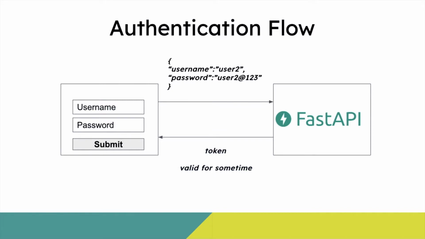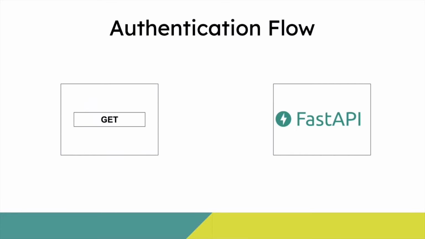The client then stores this token in the front end, and for all the subsequent requests uses the token to get itself authenticated. The client would not be required to enter the username and password for all the subsequent requests till the time the token is valid. FastAPI authenticates the client using this token, and if valid, FastAPI would return the data. This is true for all the subsequent requests till the time the token is valid.